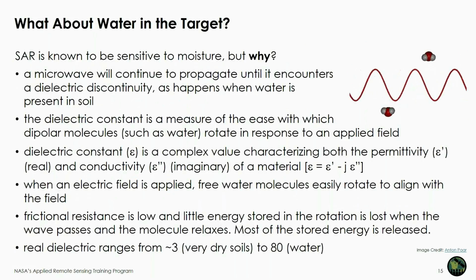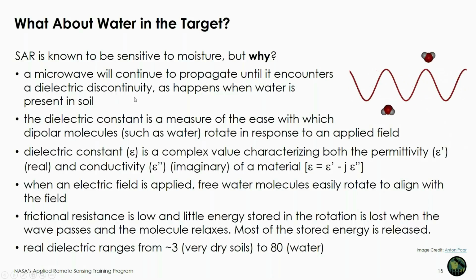I want to talk now a little bit about the second part of what's important in terms of radar response, especially as it relates to soil and crops, and that is how much water is in the particular target. So we know that SAR is sensitive to moisture, but the question is, why is that the case? A microwave that is propagated from a radar antenna will continue to propagate until it encounters what we call a dielectric discontinuity, and that happens when water is present in the soil.